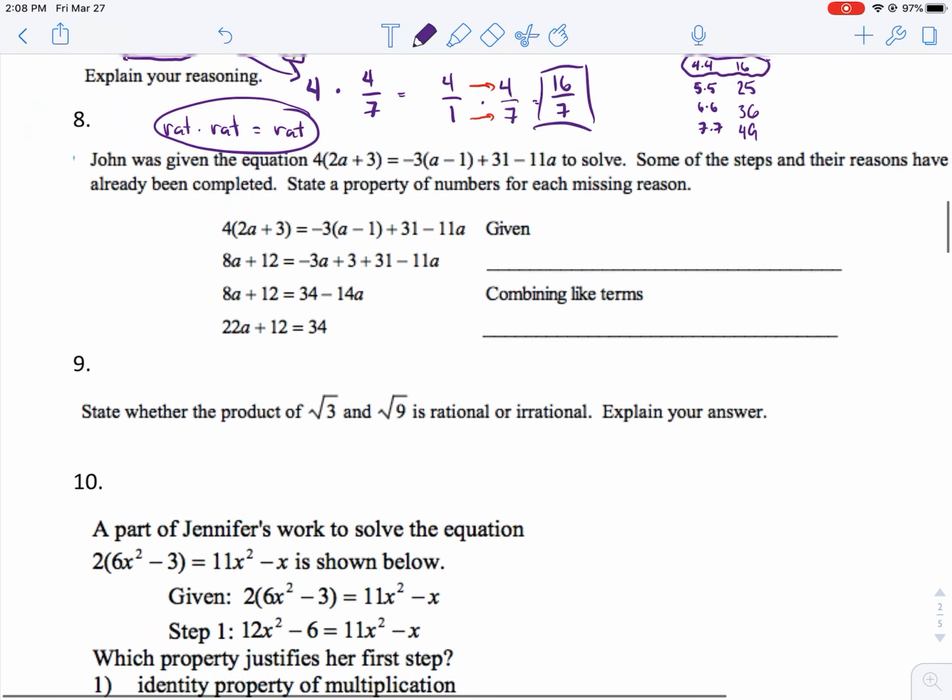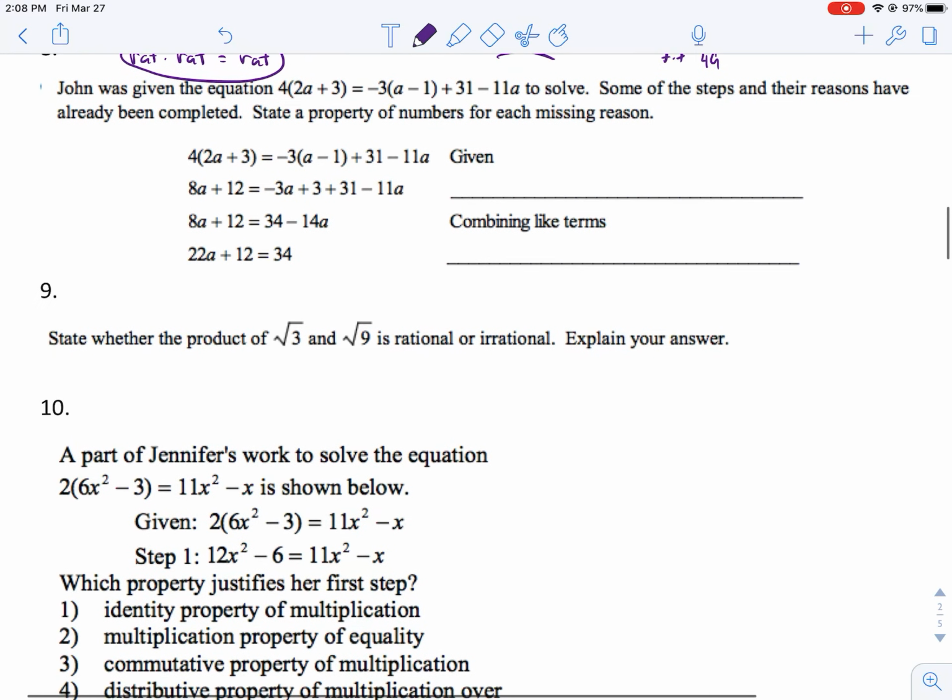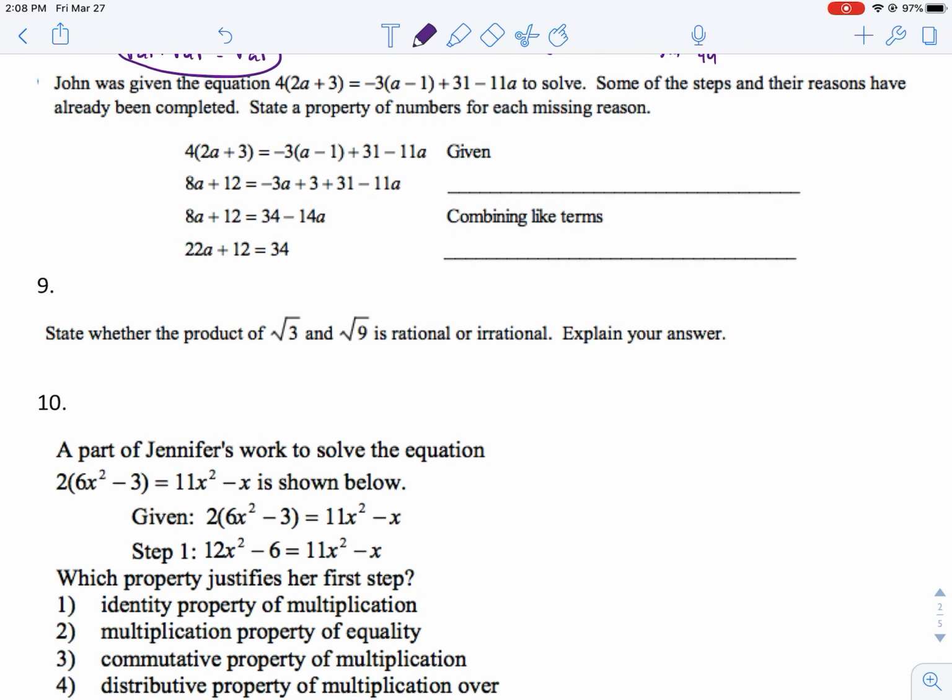Whew. Okay. Let me get the rest of the problem in here so I can read it. Some of the steps of the reasons have already been completed. State a property of numbers for each missing reason. So what we're going to be doing here is watching as John solves this equation. They've already filled in a couple of these steps, and we're going to fill in the other 2. Our job is to state the properties for the missing reasons.